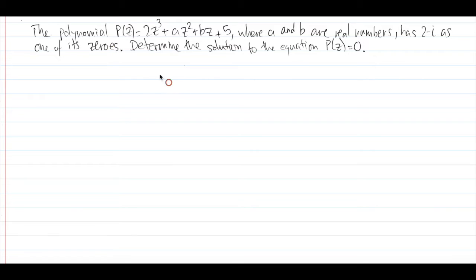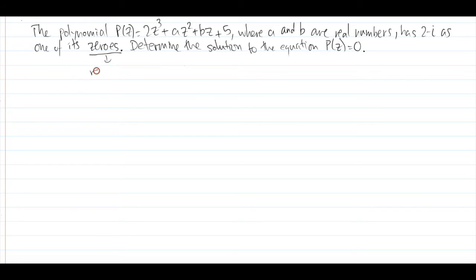One example of such question is this question right here. The polynomial, you got the equation where a and b are real numbers. So we don't know what a and b is, we just know that they're real numbers. Has 2 minus i as one of its zeros.